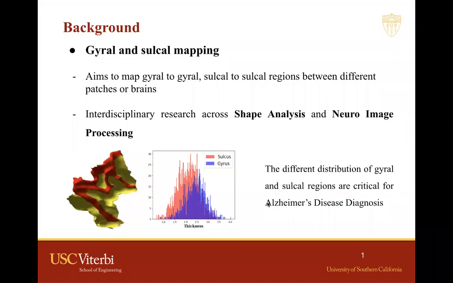As we can see in the figure below, since there are salient differences in thickness between the sulci and the gyri of the cortical ribbon, gyral and sulcal mapping techniques are helpful to diagnose Alzheimer's disease. The mapping aims to accurately map different regions of the human brain between different surface patches. And as expected, this field of research involves shape analysis and neural image processing.